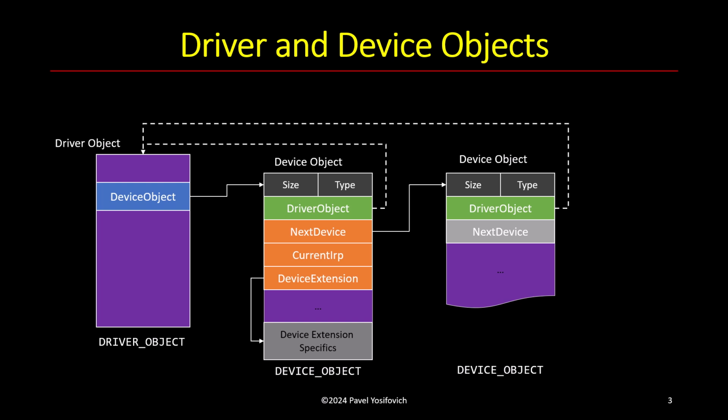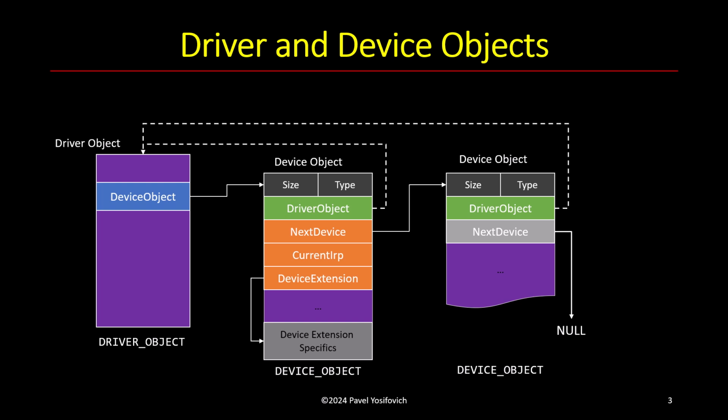There's always the driver object pointer pointing back to the driver object, and the last device is going to point to null, indicating the end of this list. This is just a single linked list, a special one that is used here to manage device objects that are part of the same driver object.